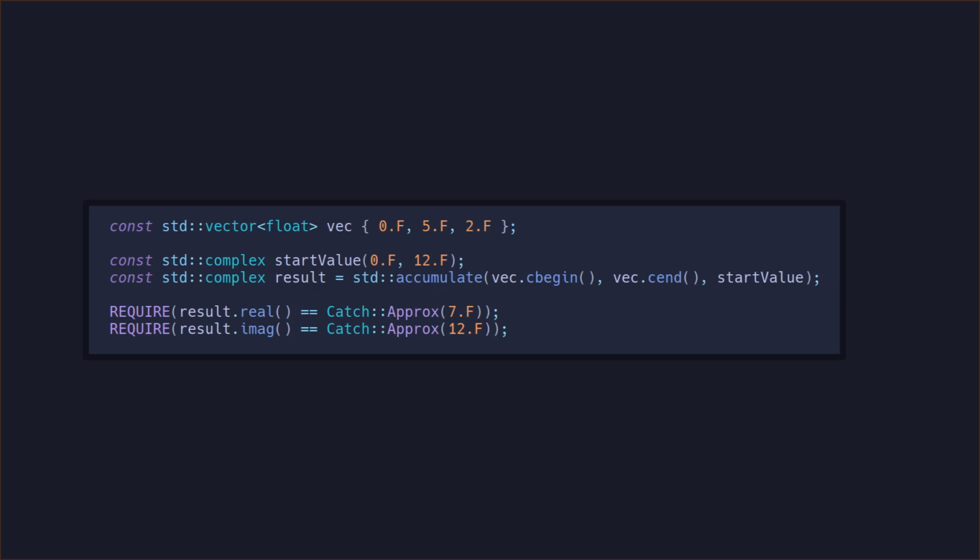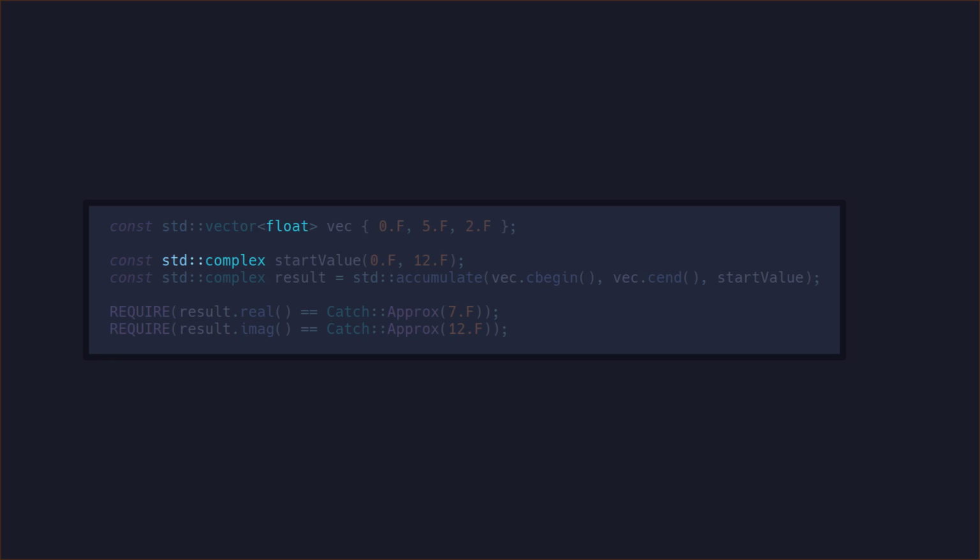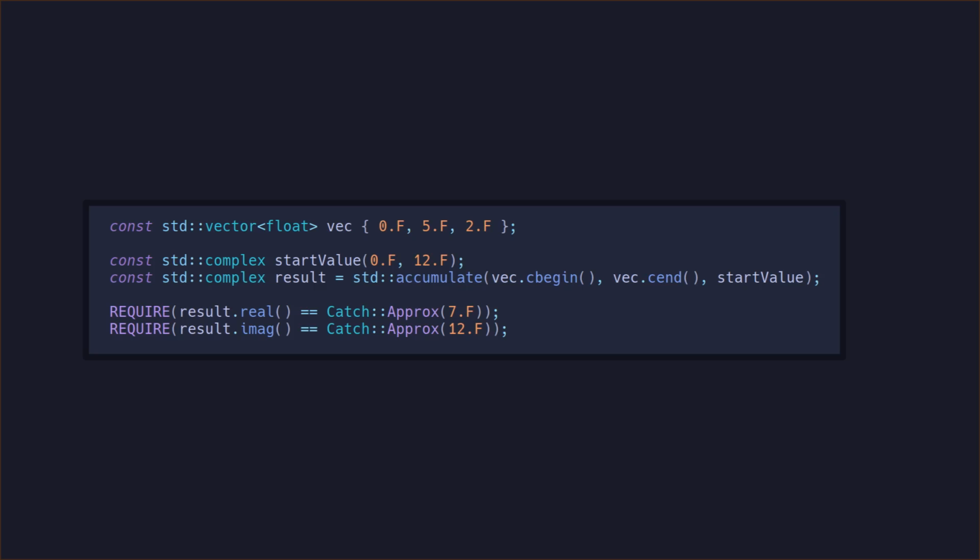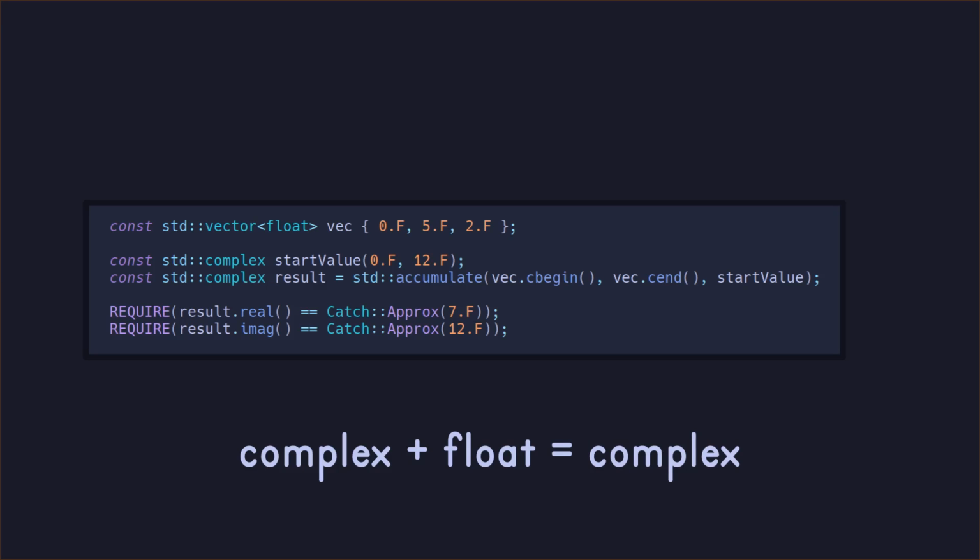One important thing to note is that the start value does not have to be of the same type as the elements in the range. For example, floats can be added to a complex number, so we can accumulate a vector of floats using a complex number as a starting value. What exactly a complex number is not important for the purposes of this video. All you need to know is that a complex number plus a floating point number equals another complex number.